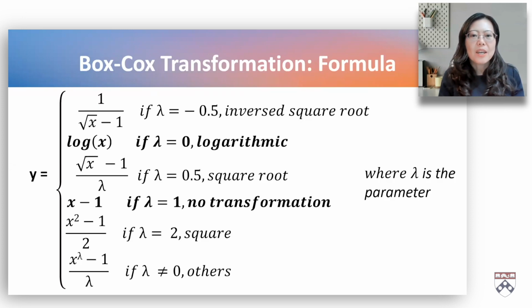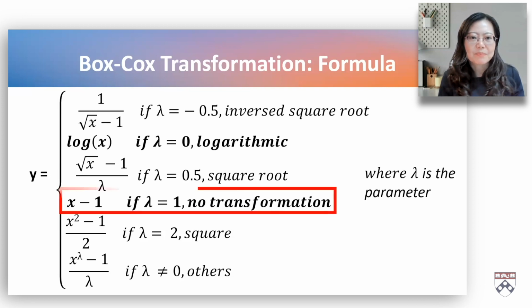We use y to represent the transformed variable, and x is a target variable. The parameter lambda in the Box-Cox transformation controls the type and strength of the transformation applied to the data. Different values of lambda result in different types of transformations.